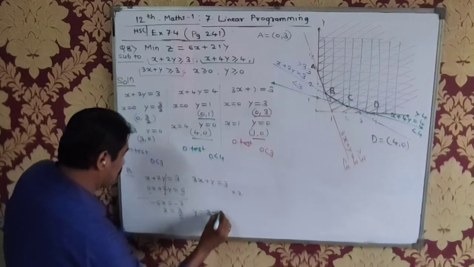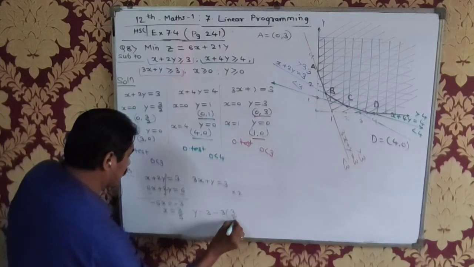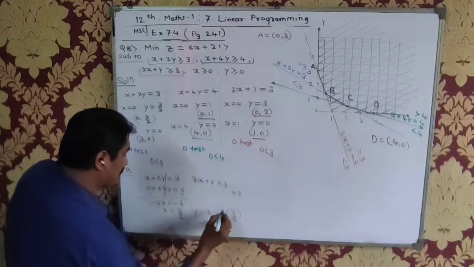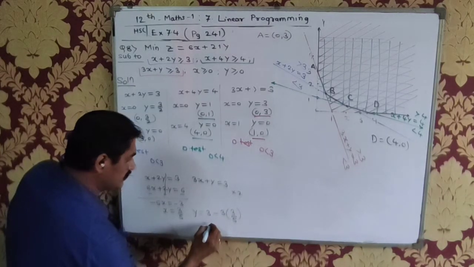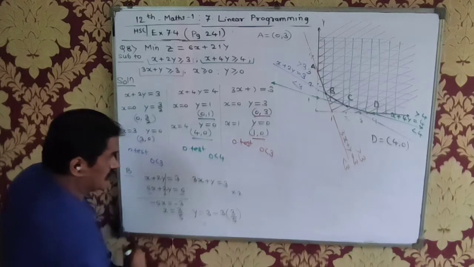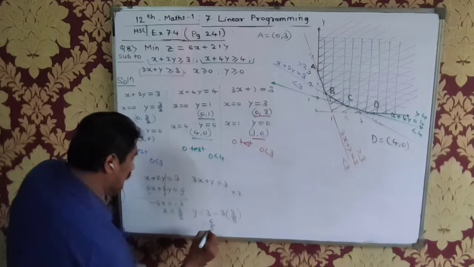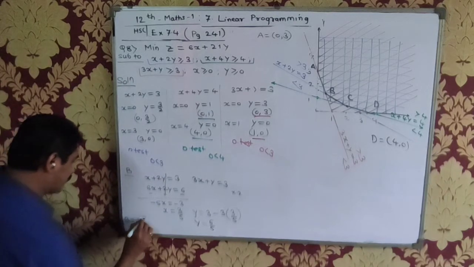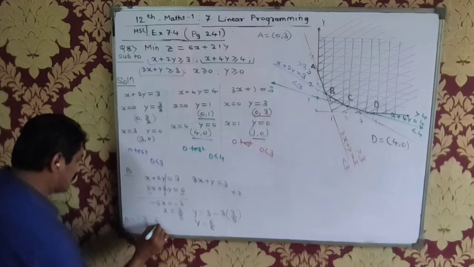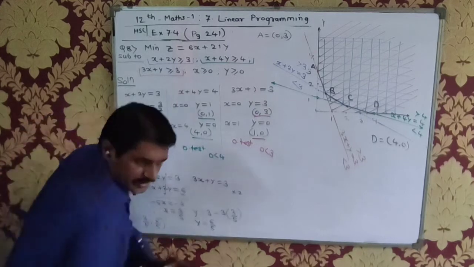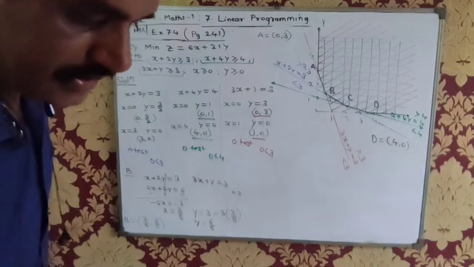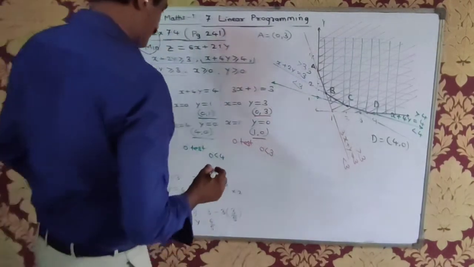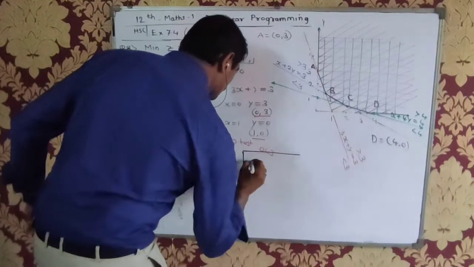Accordingly, y is equal to 3 minus 3 times 3 by 5. That is 15 minus 9, 6 upon 5. So the coordinates of B are 3 upon 5 and 6 upon 5. These are the coordinates of B. Let us see the coordinates of C.